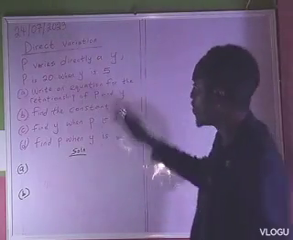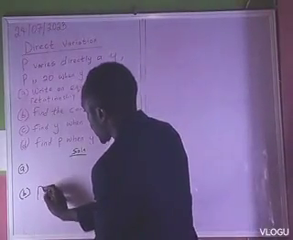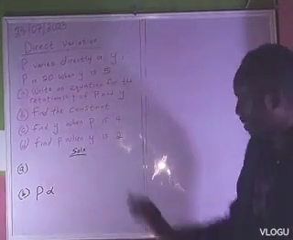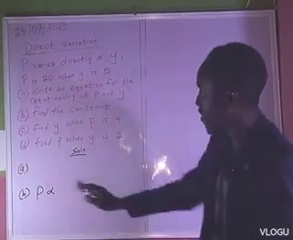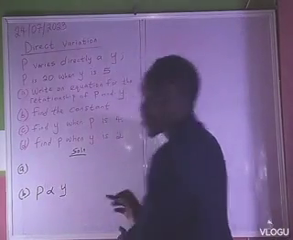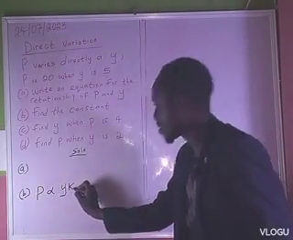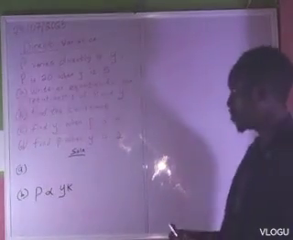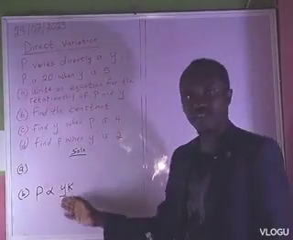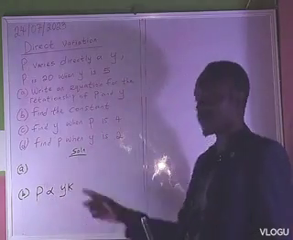The question says P varies directly as Y. So let me use this P. Though this is the sign of varies, let me still use that sign for now. P varies directly as Y. Then I'm going to add the constant beside letter Y. If the question says Y varies directly as P, it will be Y varies directly as P, then I will put K.